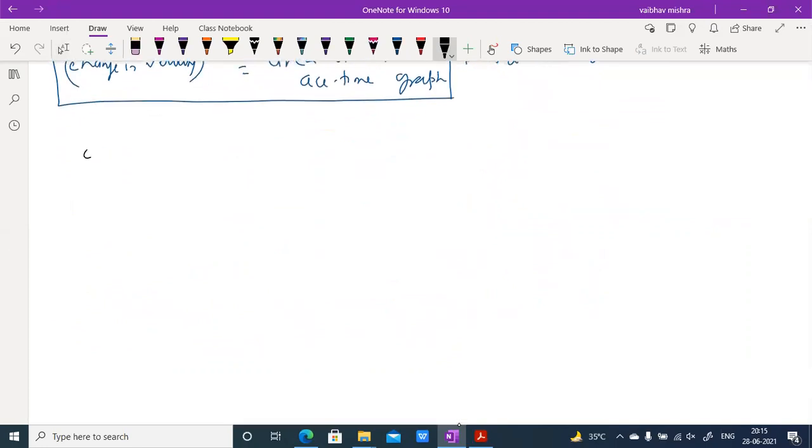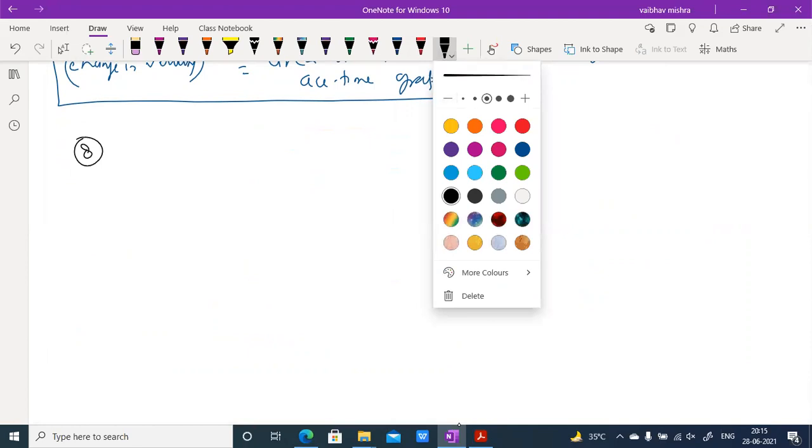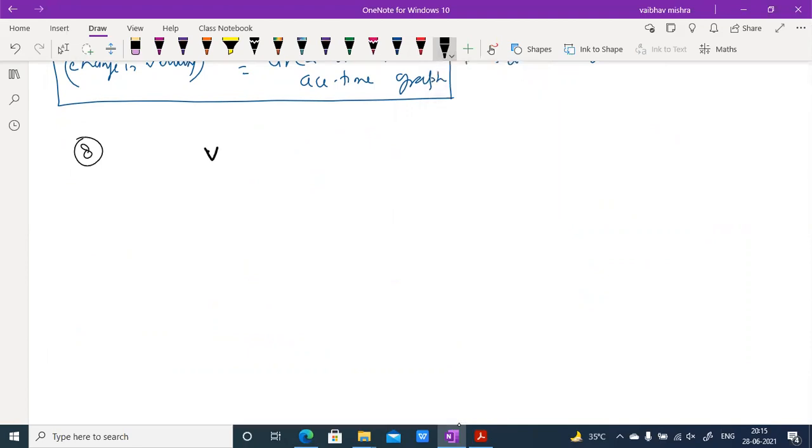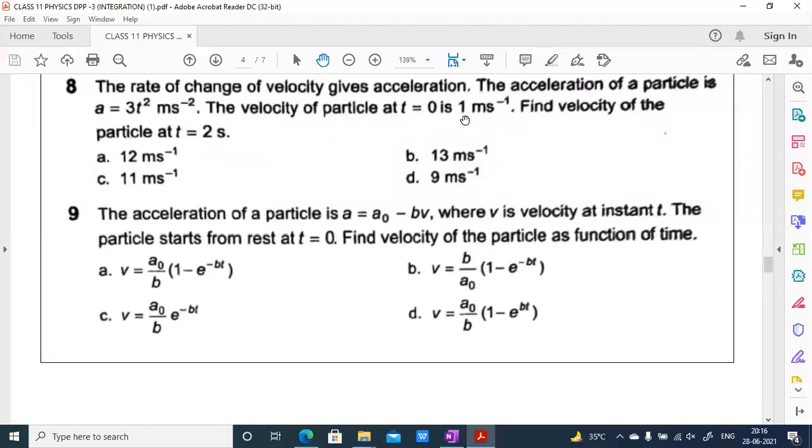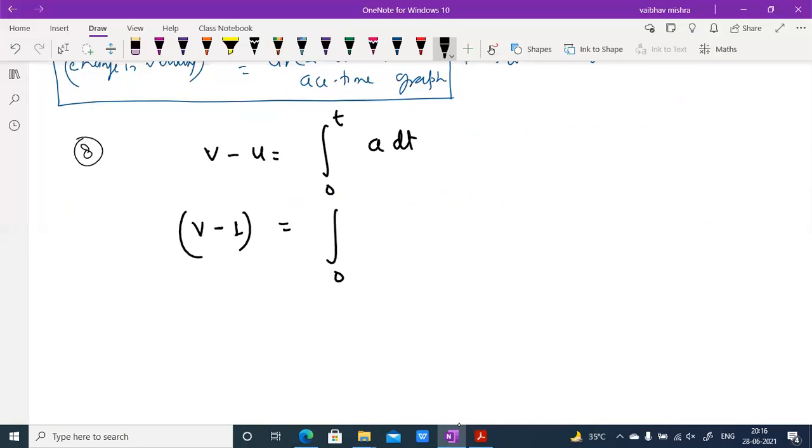Question number 8 from this DPP. V minus u is equal to integral from 0 to t of a dt. Initial velocity is given as 1 meter per second at time t is equal to 0. And the question says that at t is equal to 2, we have to find the velocity. A is 3t square times dt, limit from 0 to 2.